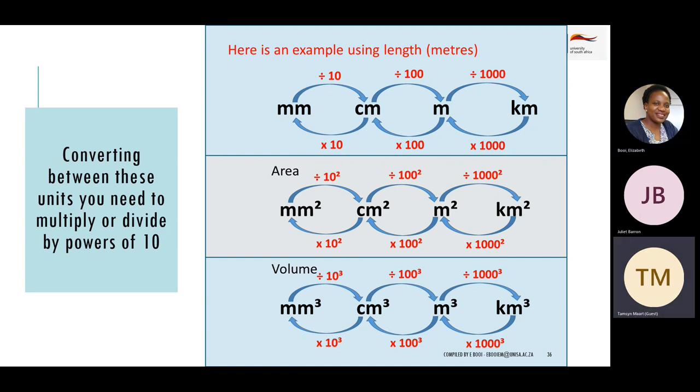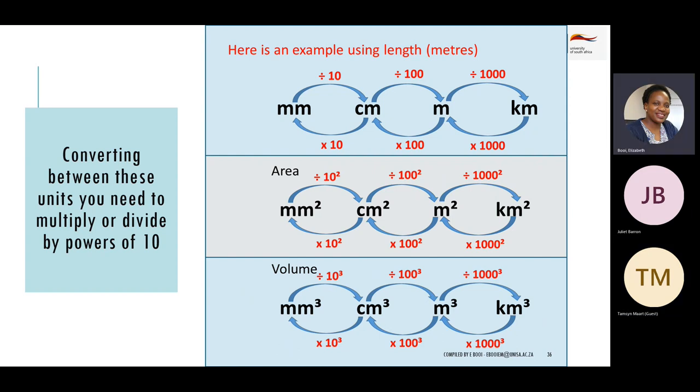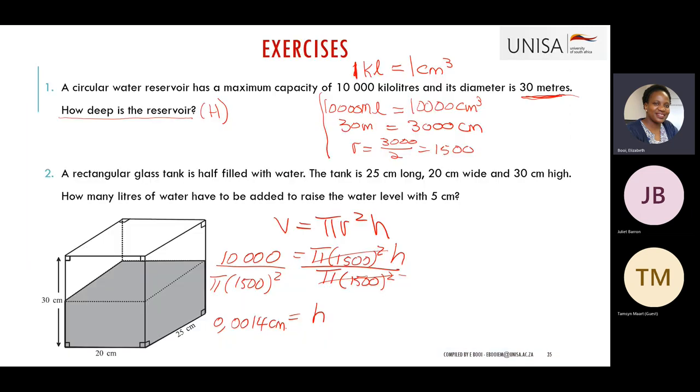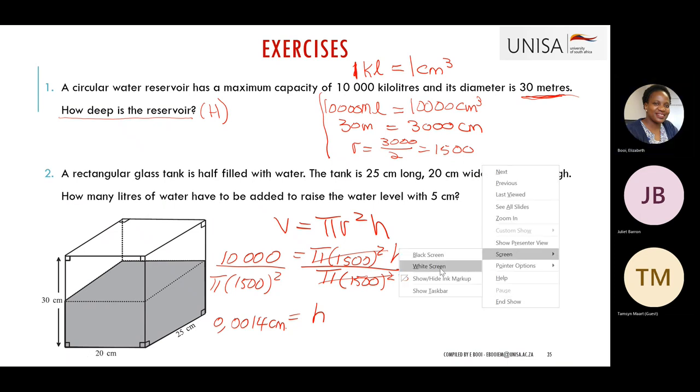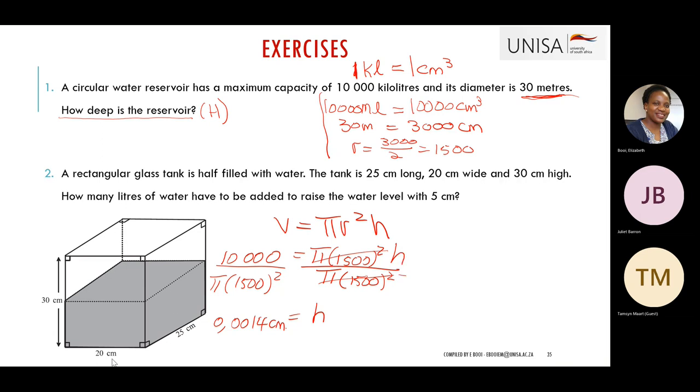So now we must go from centimeters back to meters. I want to double check this kiloliters. So we said 1 kiloliter is equivalent to 1 centimeter cube. Sorry, let me go back to Google. It says 1 kiloliter, so if I have 10,000 kiloliters, it's equivalent to 10,000 cubic meters. Oh, cubic meters, not cubic centimeters. I think I wrote the cubic wrong.